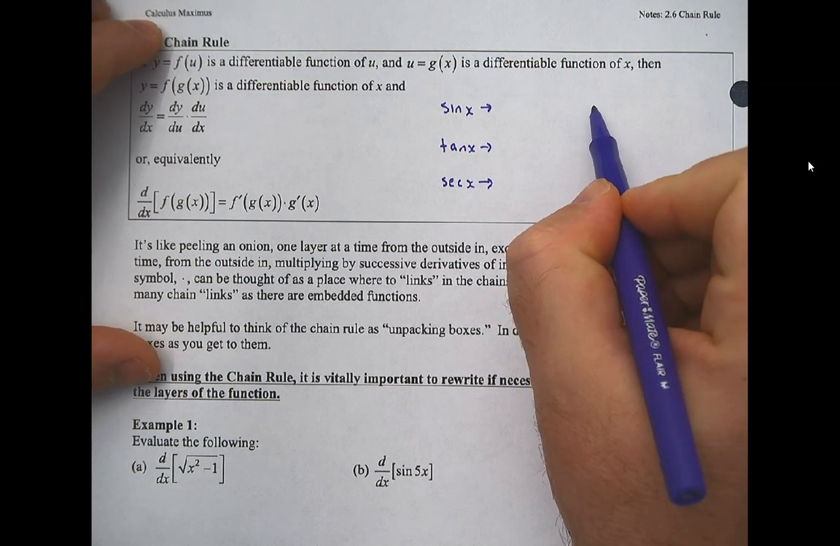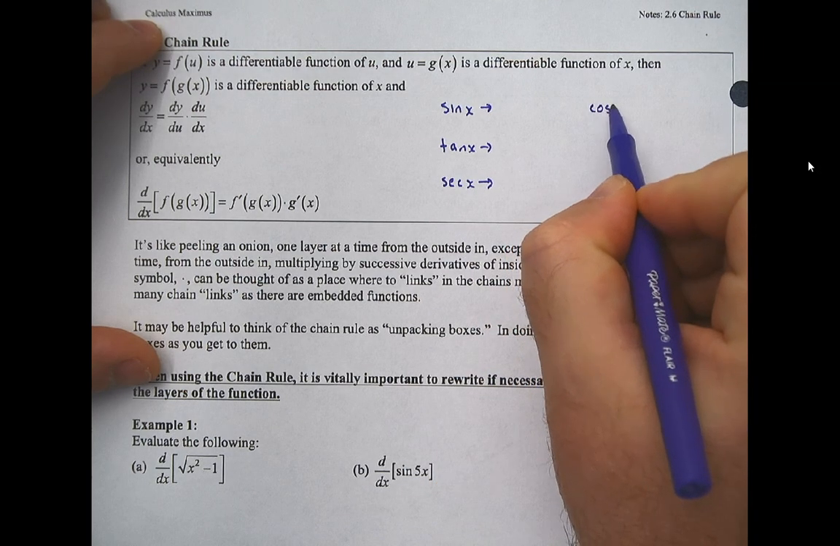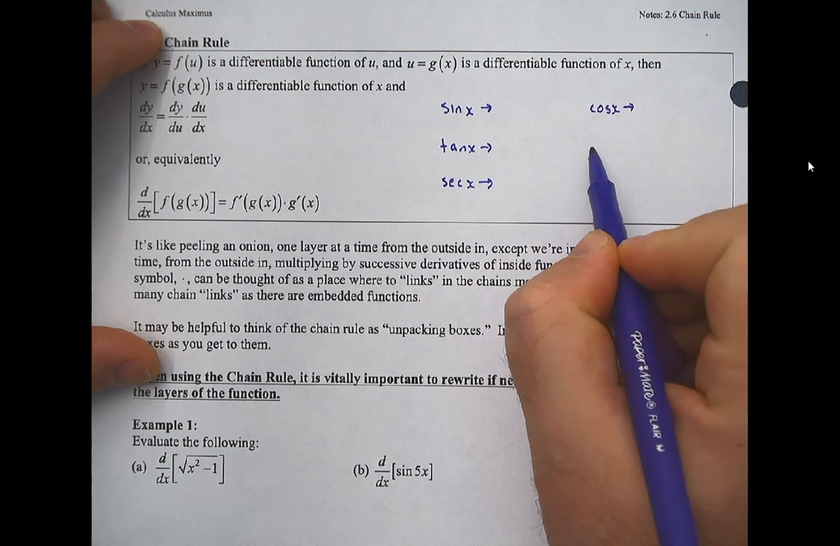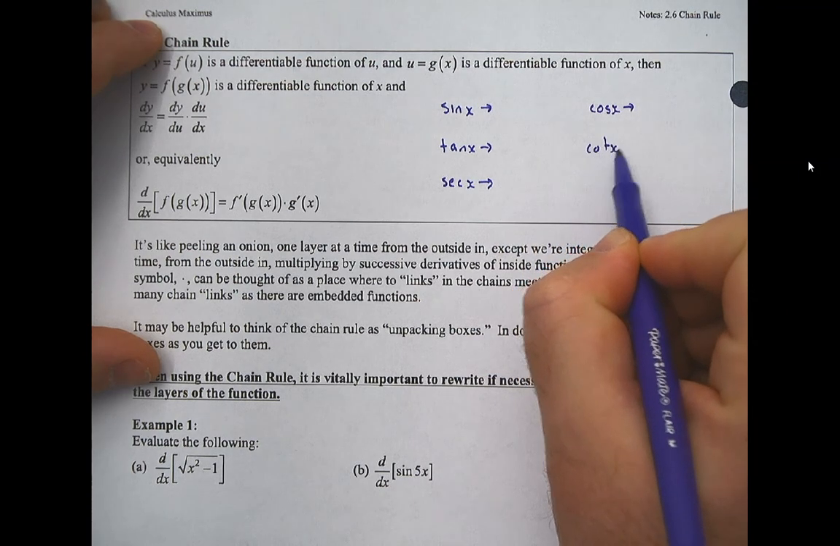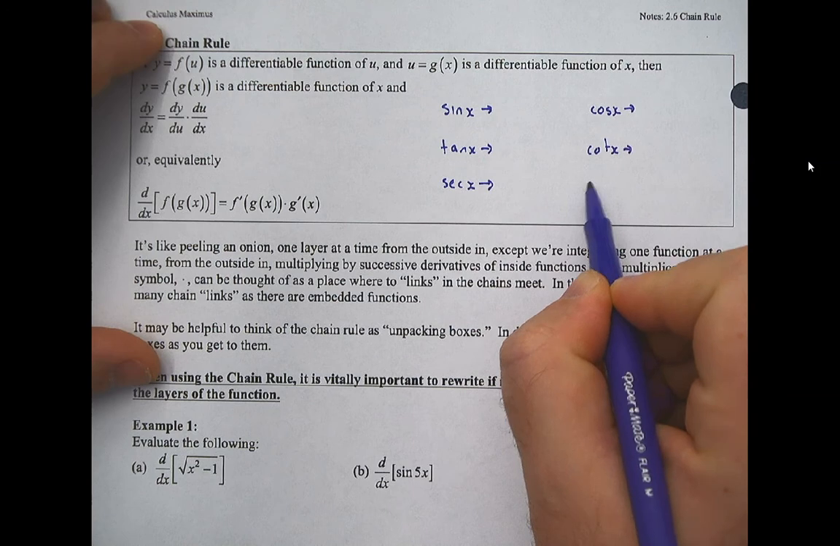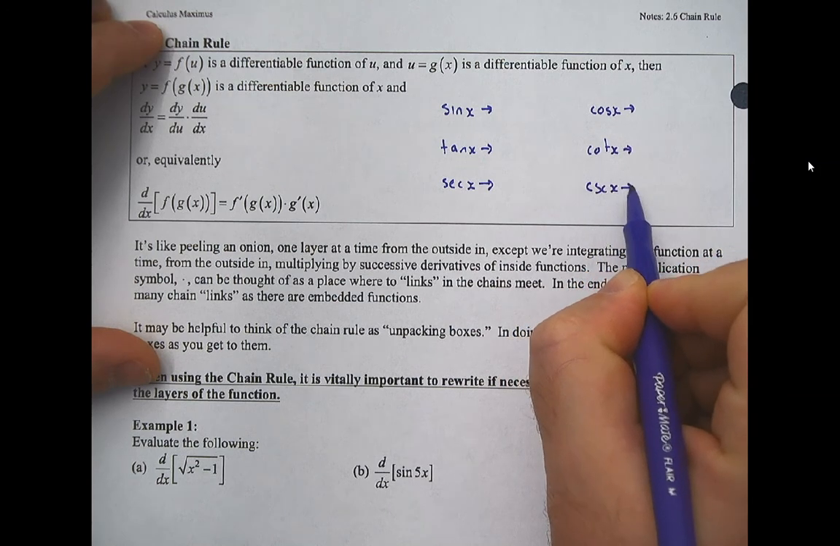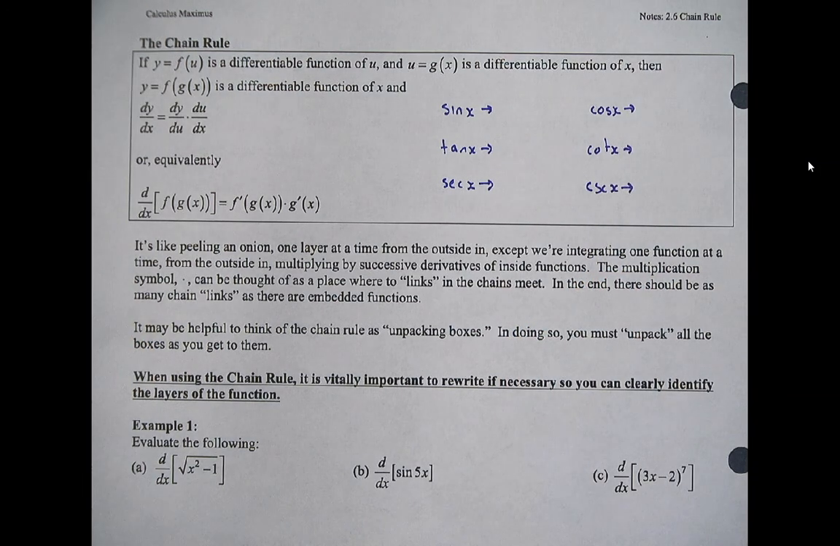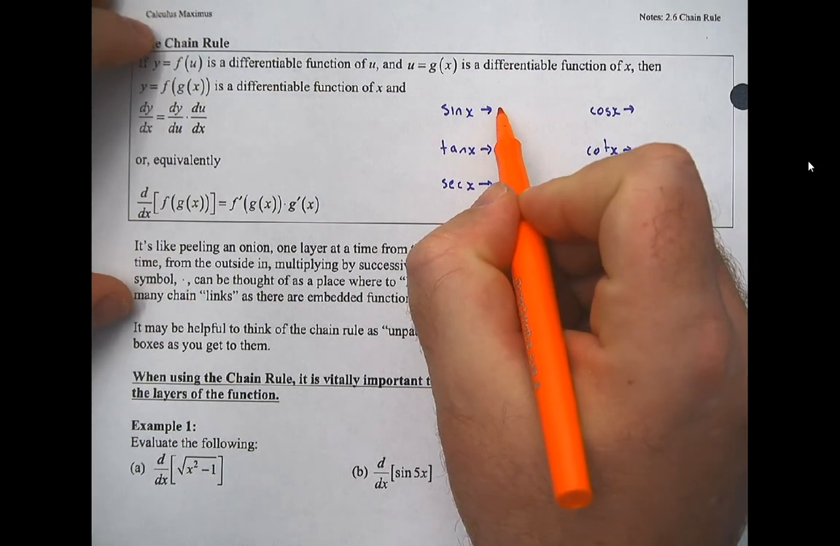And then what's the derivative of cosine? What's the derivative of cotangent? And what's the derivative of cosecant? All right, hit pause. See how many you can get done by memory. All right, let's see how you did. The derivative of sine is cosine.